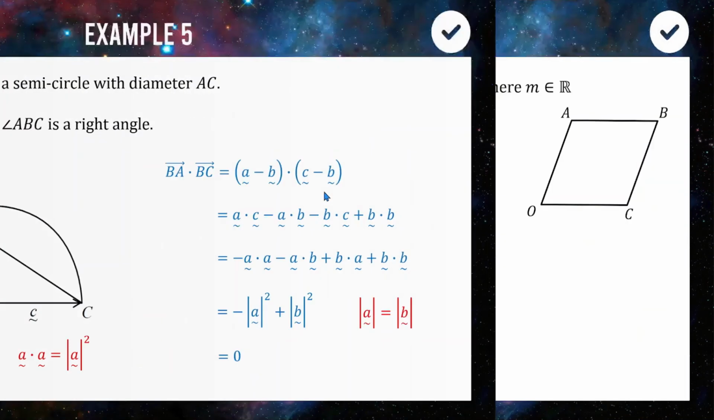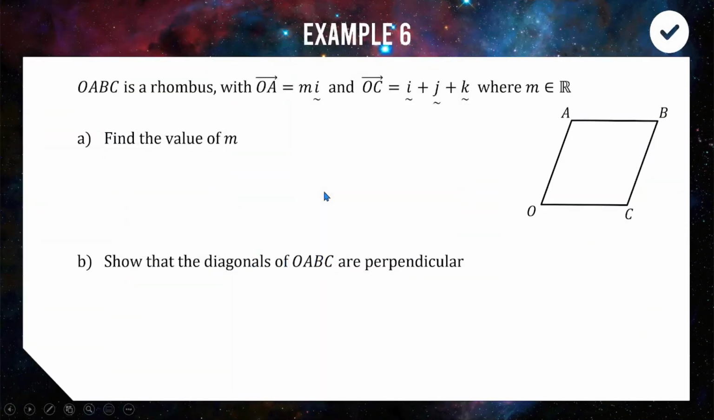All right, on to example 6. We have a rhombus OABC with OA being equal to (m, 0, 0), and then vector from O to C is equal to (1, 1, 1): 1 on the X, 1 on the Y, 1 on the Z. All right, cool. First part of the question is find the value of m.